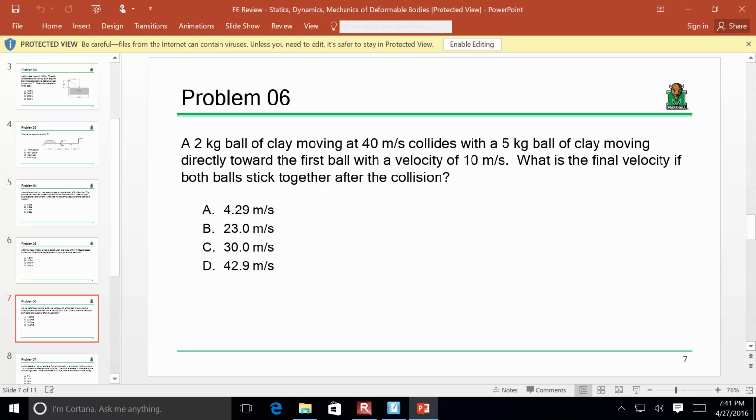Okay. So a 2-kilogram ball of clay, is this a soils problem? Net negative electric charge has a cohesion value, right? A 2-kilogram ball of clay moving at 40 meters per second collides with a 5-kilogram ball of clay moving directly towards the first ball with a velocity of 10 meters per second. What is the final velocity if both of the balls stick together after the collision? So, you all have had these types of problems before. I want to see if you all remember this.